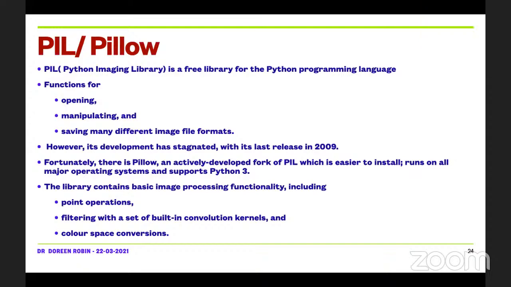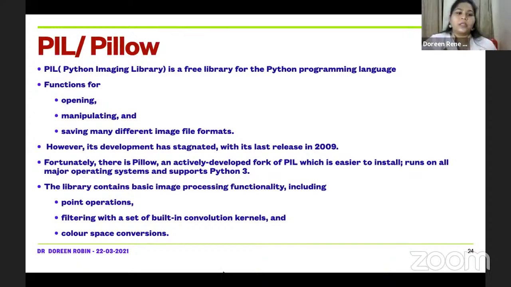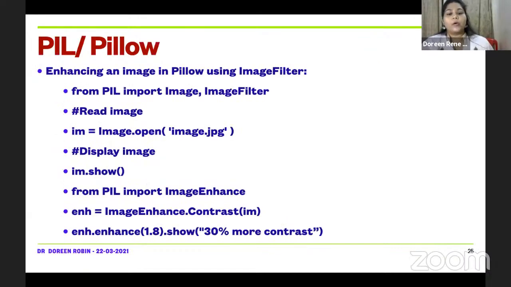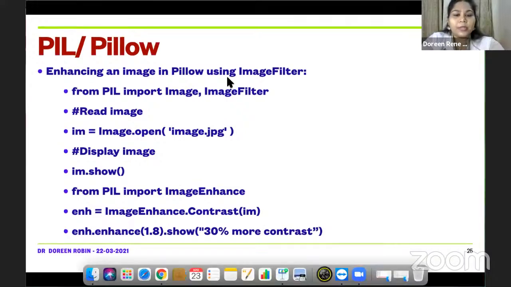Okay, now moving on to the next, which is PIL, which stands for Python Image Library. So how do you manipulate it? For filtering with convolution kernels, for color space conversions. How are you going to do your color space conversions? And how do you enhance an image using PIL?